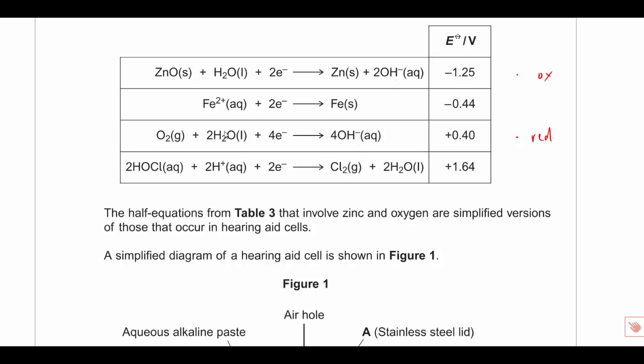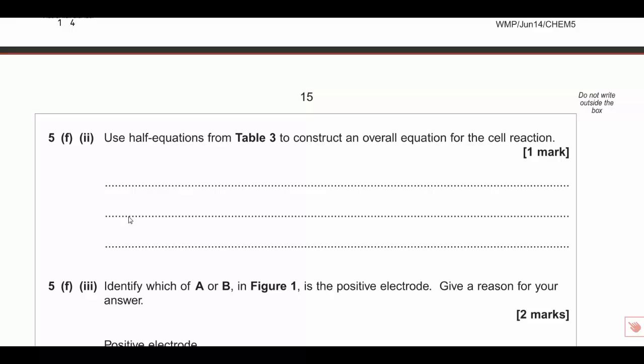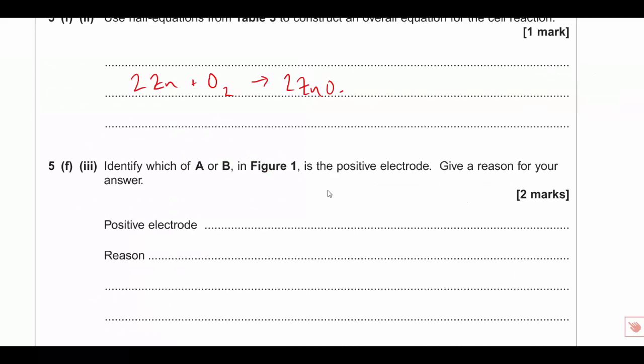We are going to have to cancel quite a lot of waters and all sorts. And when you actually cancel it all down, which you're working for here, I'm not going to do that. You end up with 2Zn plus O2 gives 2ZnO. So that's cancelling all those hydroxide ions and all the waters as well. Gives you that as a basic equation. Again, 1 mark. Not giving you a lot for that.